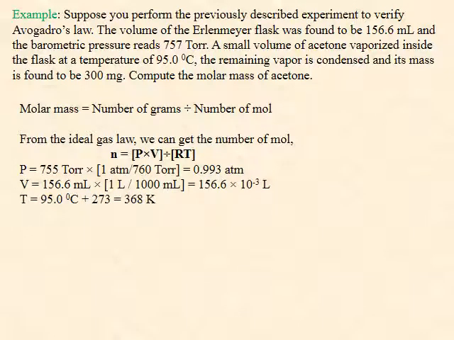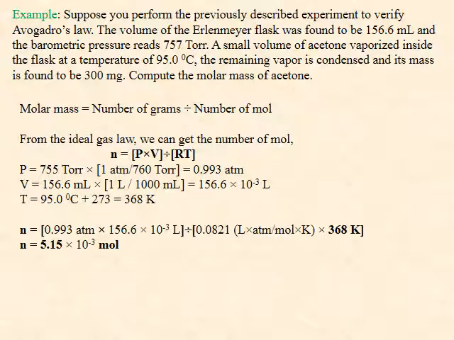The molar mass is the number of grams divided by the number of mol. From the ideal gas law, we can get the number of mol of vaporized acetone. But first, the pressure must be in atmospheres, the volume must be in liters, and the temperature must be in Kelvin. Then we substitute the variables in the ideal gas law. The pressure equals 0.993 atmospheres. The volume equals 156.6 times 10 to the minus 3 liters. And the temperature equals 368 Kelvin.